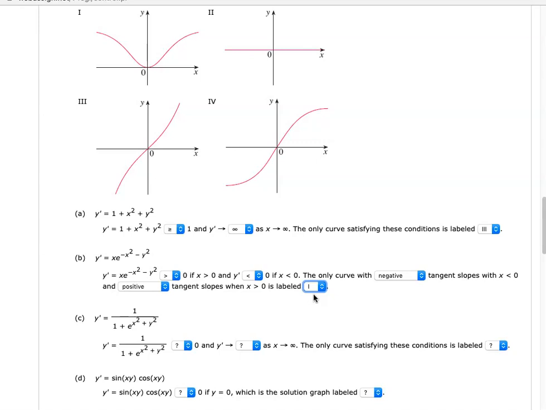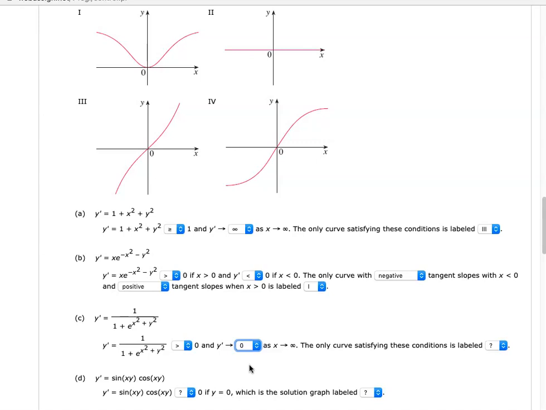All right, let's look at the next one. Y prime equals 1 over 1 plus e to the x squared plus y squared. All right, this whole thing is always what? Positive. Always positive, because e to any number is positive. However, if x goes to infinity, which means this term goes to infinity, what does y prime go to? 0. The only curve satisfying the conditions where the slope is always positive but approaches 0 as x approaches infinity?